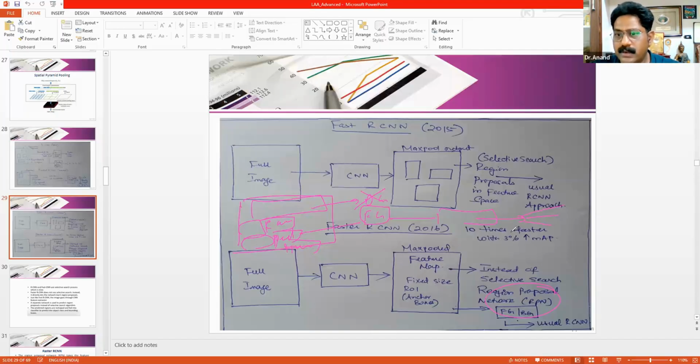They also showed that the overall mean average precision score increased by 3% in this paper. The original papers are available. Along with your next session, in case you find it difficult to download those original papers, they will be given to you along with the attachments.